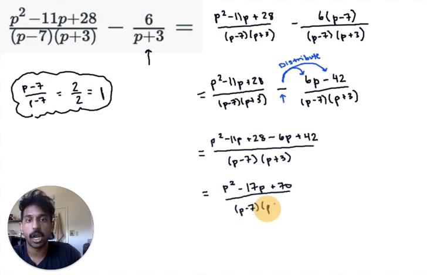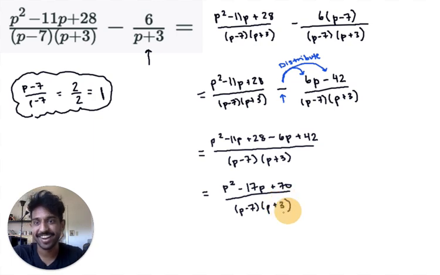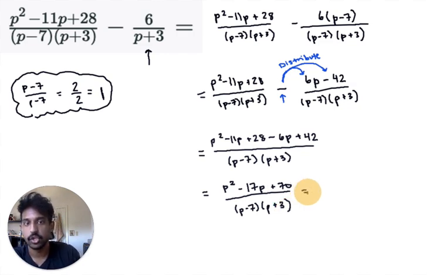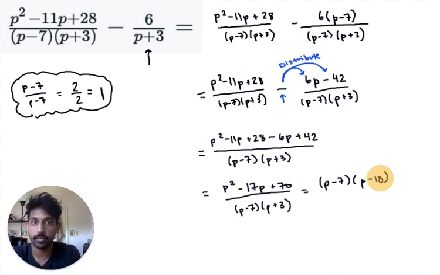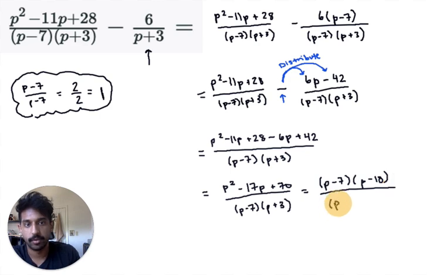If you stop here, for now, that's fine. However, what you might notice is that this numerator can actually be factored. P squared minus 17p plus 70. You can actually factor this into p minus 7 and p minus 10. Because, oh well, negative 7 plus negative 10 will give you negative 17. Great, that's what we want. And then negative 7 times negative 10 gives you positive 70. Oh, cool. Okay, so we get p minus 7 over p minus 10. And then in the denominator, we get p minus 7 over p plus 3.